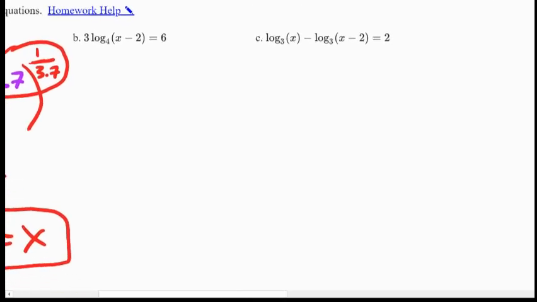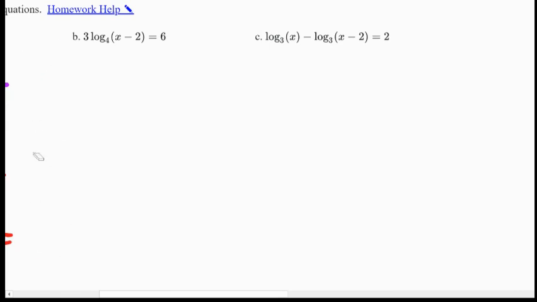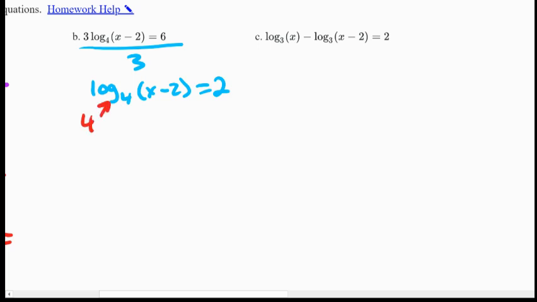Second one, hoping it's less ugly. I'm going to erase some of this to give me some space. But when I go through this, same idea, I want to go ahead and get that log by itself instead of just the exponent piece. So I'm going to divide both sides by 3, which gives me log base 4 of x minus 2 equals 2. Now to get rid of this log, I'm going to raise both sides to the base that matches.